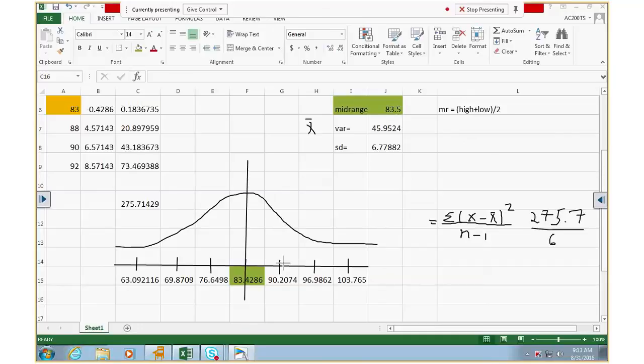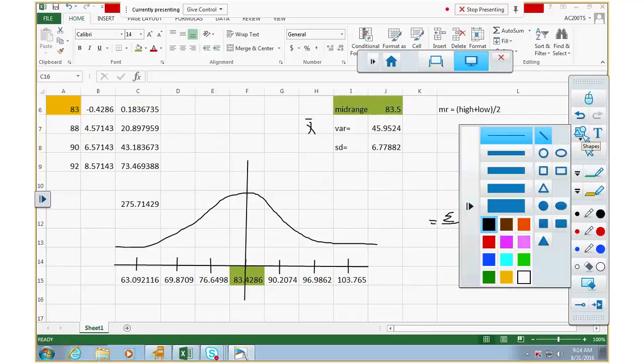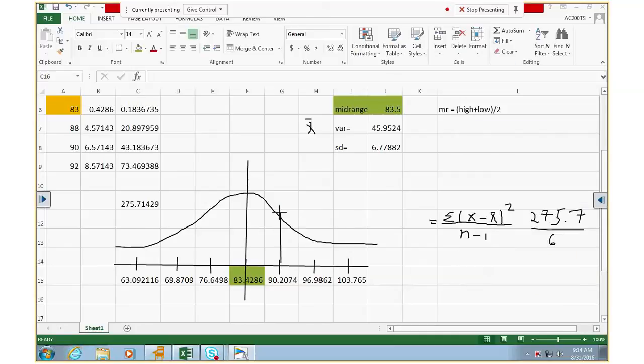Learn it, because you're going to see it again, like on the test. It tells you that the curve is basically divided into several sections. And here they are: 1 standard deviation to the right, 2 standard deviations to the right, 3 standard deviations to the right.